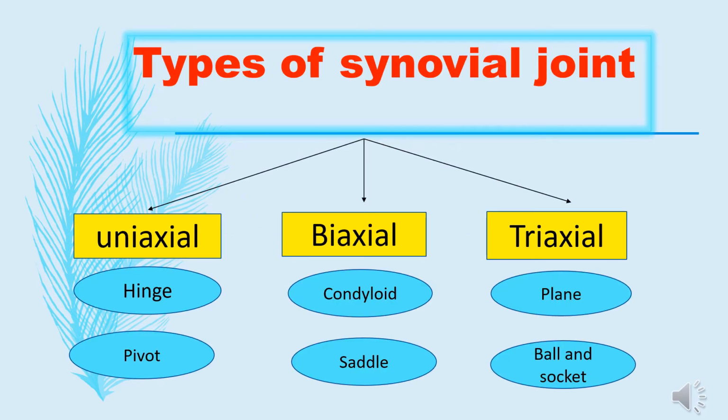Synovial joints are further classified into three parts. One is uniaxial joint, second is biaxial, and the third one is triaxial. Uniaxial means the joint allows movement in one plane. Biaxial, the name itself suggests it allows movement in two planes, and triaxial allows movements in three planes. Uniaxial is further classified into two parts, that is a hinge joint and a pivot joint. Biaxial is classified into condyloid and saddle. Triaxial is divided into plane synovial joint and ball and socket joint.